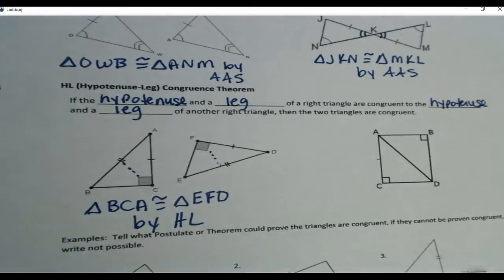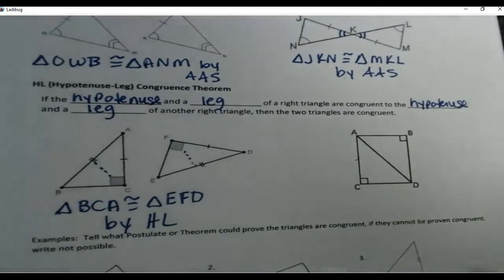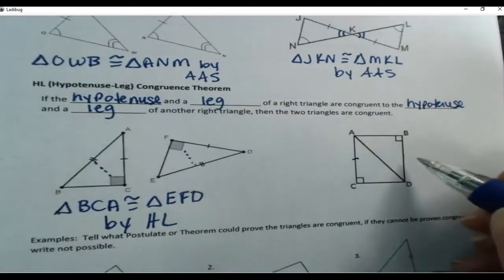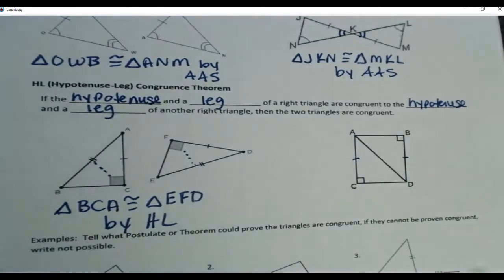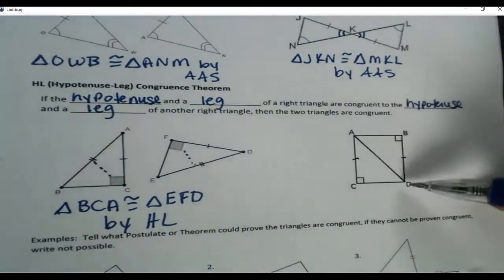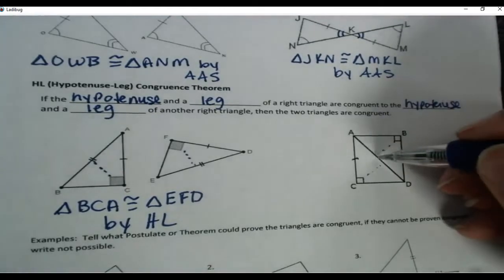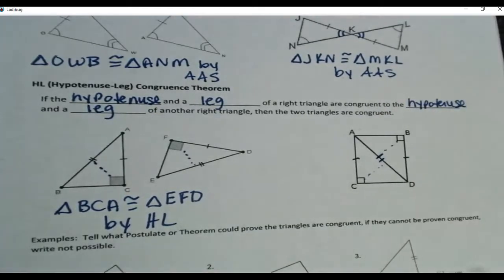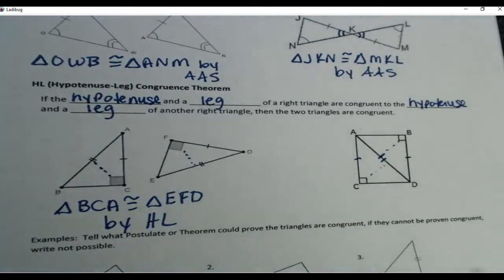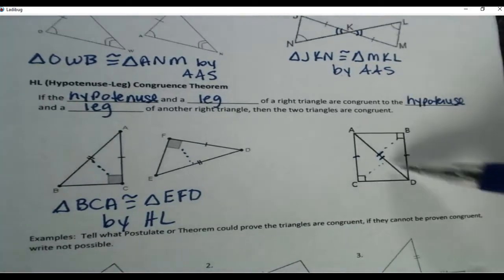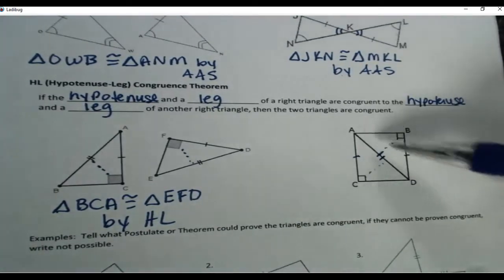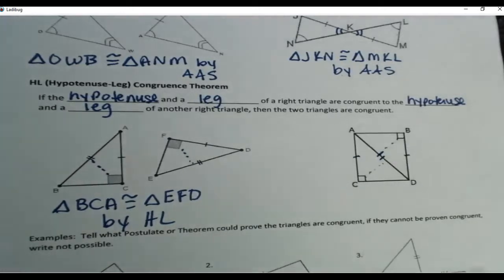Yep. So in this one, I know it's hard to see, but there is a little tick mark right here, and there's one right here. And then in this one, AD is the hypotenuse for both of these. So since it's the same line, of course, it's going to be equal to itself. So now we have the hypotenuses and a leg.